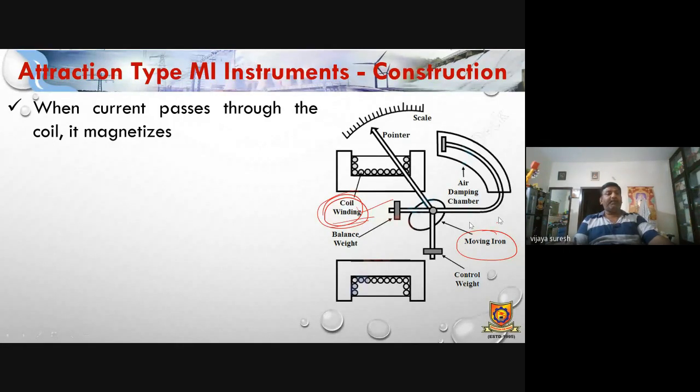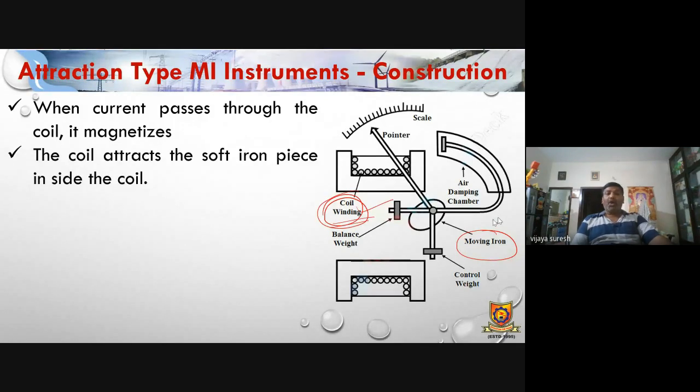So when the current passes through the coil, it magnetizes, and the coil attracts the soft iron piece inside the coil. So it is going to move now. Let us say it is an oval shaped piece in this direction. Now it is moving inside, so the shape becomes like this. It is going to turn.